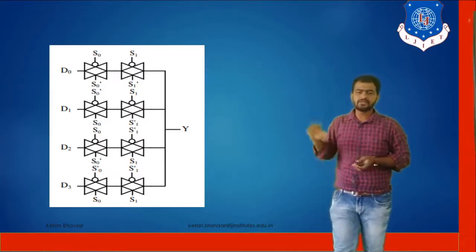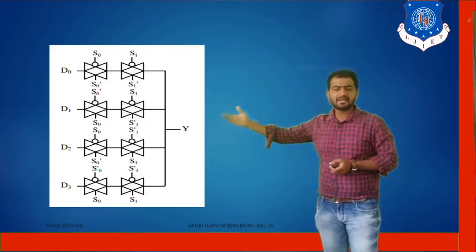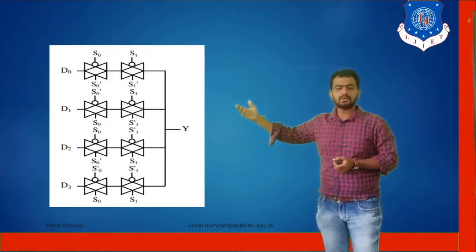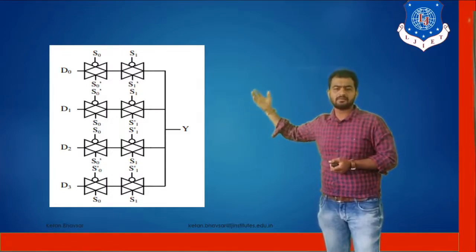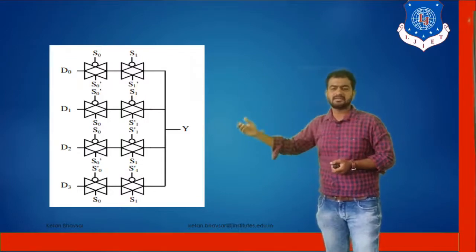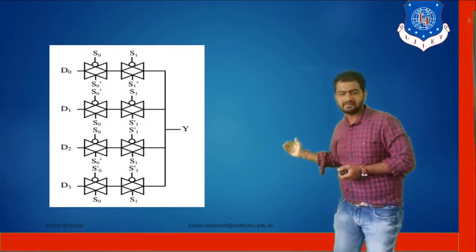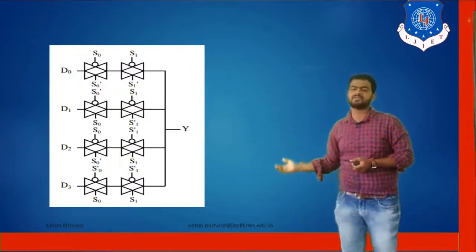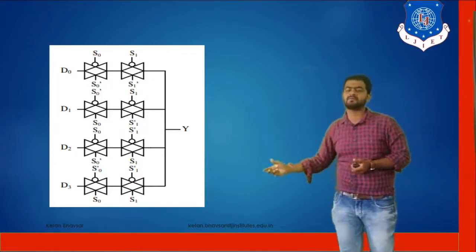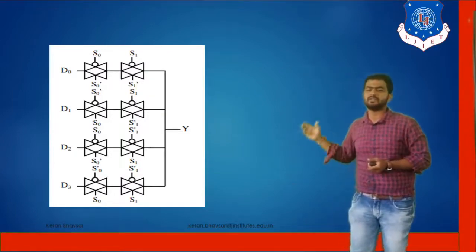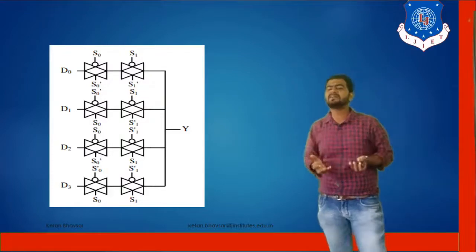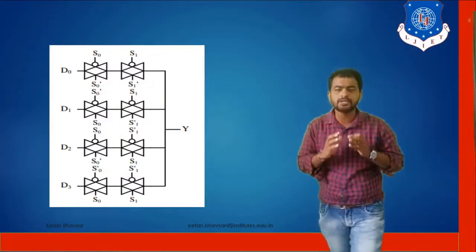Okay, so as you can see, in a similar manner, if S0 bar and S1 bar are selected, then D0 passes. Similarly, if S0 and S1 bar are selected, then D1 passes. Similarly, for S0 bar and S1, D2 passes. And similarly, for both S0 and S1, the D3 value will be passed. So we can design a multiplexer using the transmission gate too.